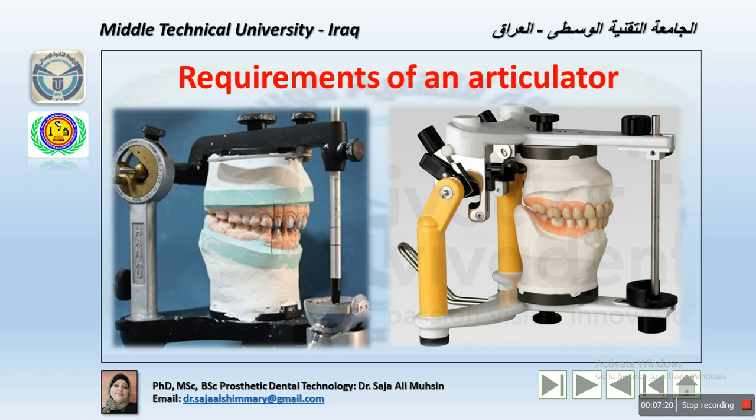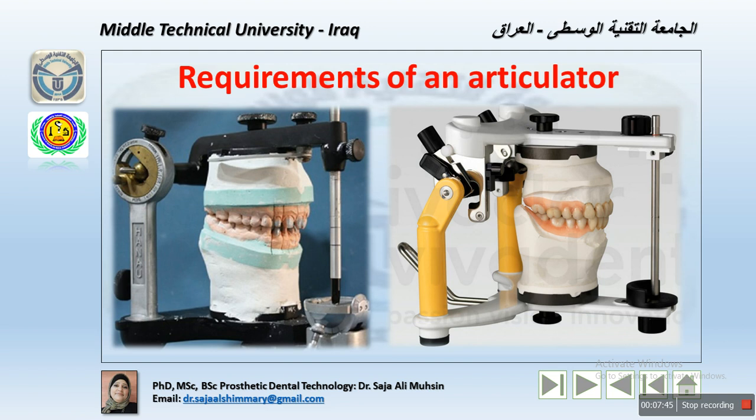Also, from the requirements, we need the articulator to be open and closed in hinge movements. That means it's easy to be moved with the hinge movement. There is no friction within the movement. It is easily moved, opened and closed. It should be made of non-corrosive and rigid material that resists wear and tear.